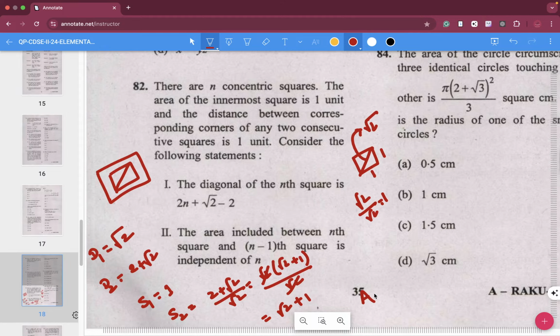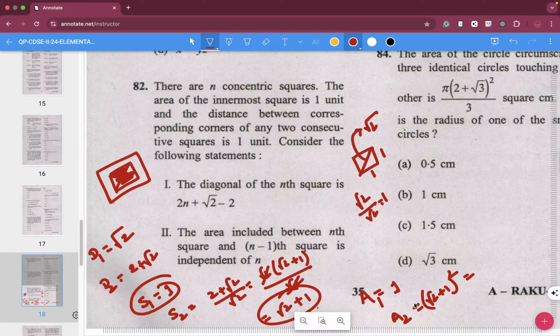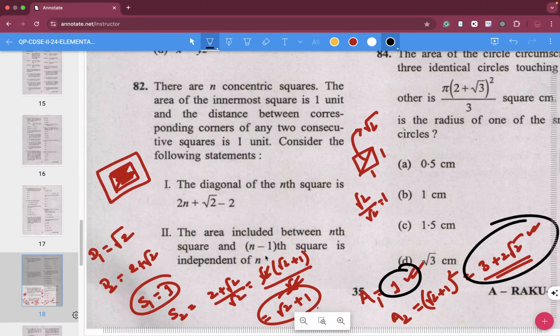Now area A1, the first one, the area of this particular square is what? They have already given it is one unit, and the area of the second square will be the whole square of this particular value, which means your root 2 plus 1 whole square, which is 2 plus 1, 3 plus 2 root 2. You have area 1 and you have area 2.